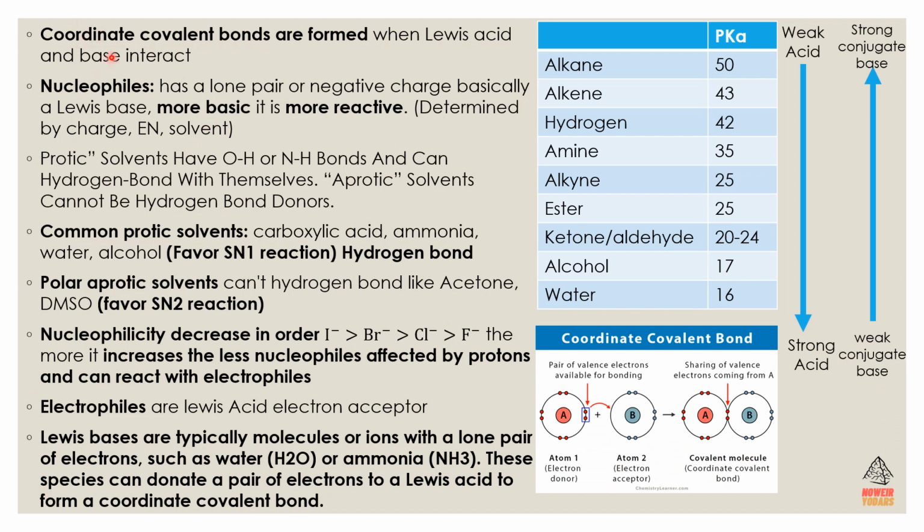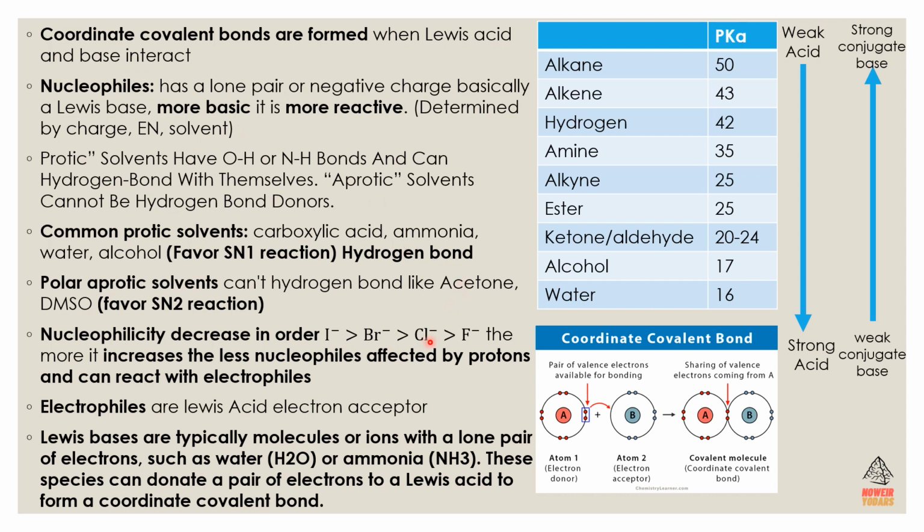So we're going to start with coordinate covalent bonds. Coordinate covalent bonds are formed when a Lewis base and a Lewis acid interact. So what exactly is a Lewis base? A Lewis base is an electron donor and a Lewis acid is an electron acceptor.